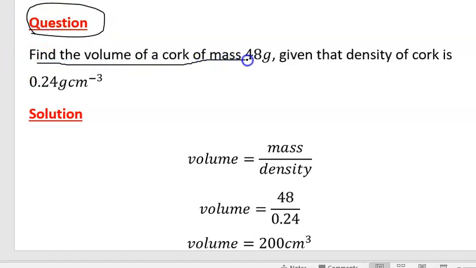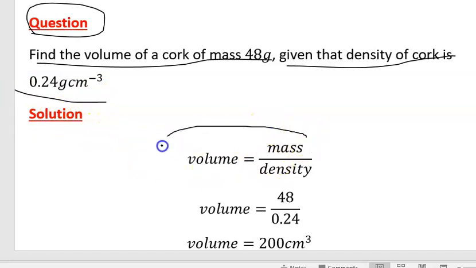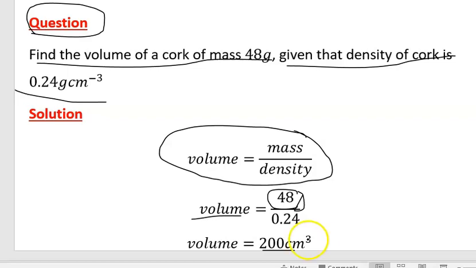Another question that I've provided, which is similar to the previous one, is: find the volume of a cork of mass 48 grams, given that the density of the cork is 0.24 grams per cubic centimeters. To work this out, recall the formula that I provided earlier, that volume is gotten by mass divided by density. Therefore, volume equals 48, that is the mass, divided by the density, which is 0.24. By dividing, we get the correct answer of 200 cubic centimeters as the volume.